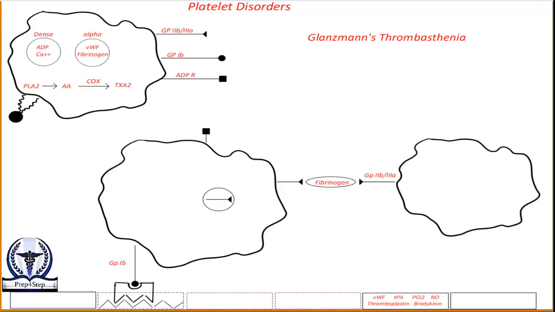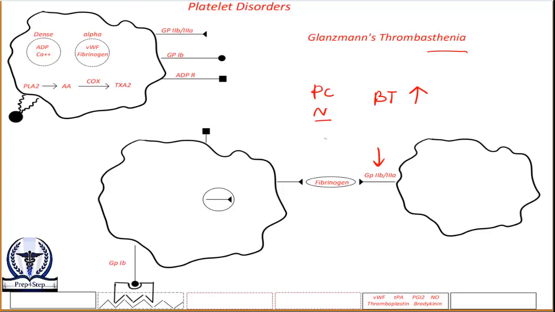So the next disorder is Glanzmann's thrombasthenia, and asthenia just means weakened. So it's the thrombosis that is weakened. Now, the problem with these guys is that they have a deficiency in the glycoprotein 2b3a. Therefore, there is a defect in the platelet-to-platelet aggregation. But since it's only a weakening of the thrombotic process, the platelet count will be normal. There will be no change in that, but the bleeding time, just like all the other platelet disorders, will be increased.